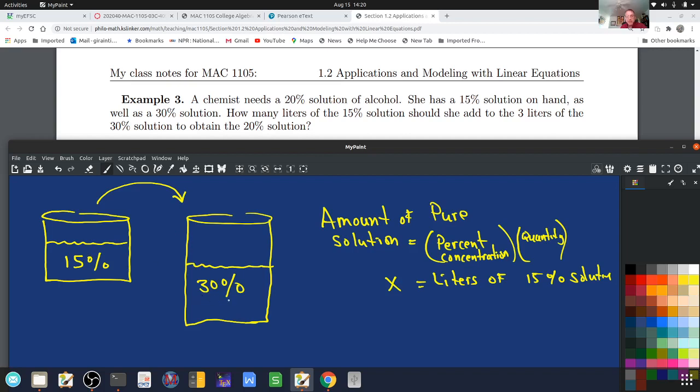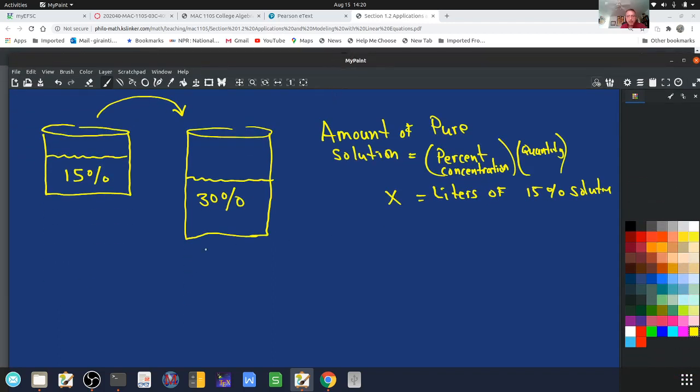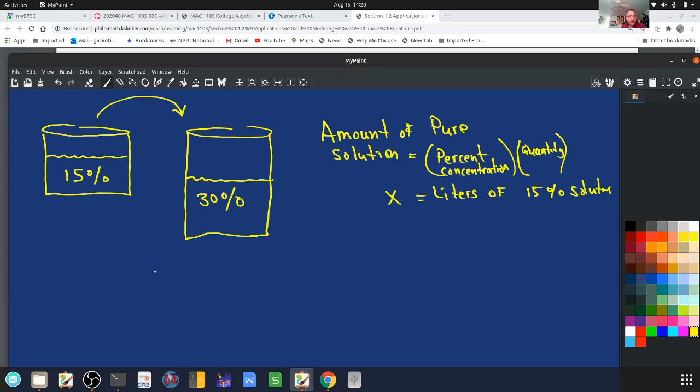So visually, she's going to be dumping this 15% solution into the 30% solution. And in doing so, it's going to dilute this 30% solution. How much does she have to dump in there to dilute it down to a 20% solution? So let's make a table. So our table will have strength, and that's just another word for the percent concentration.